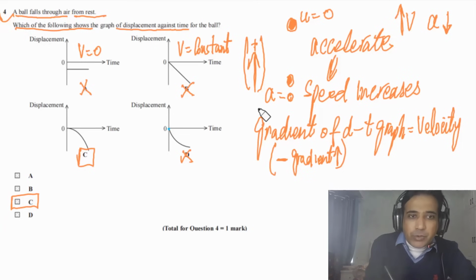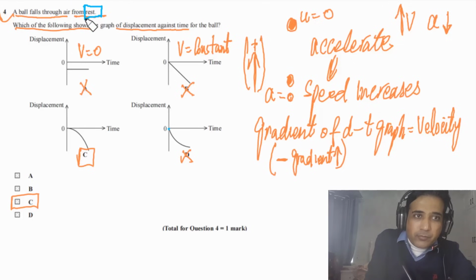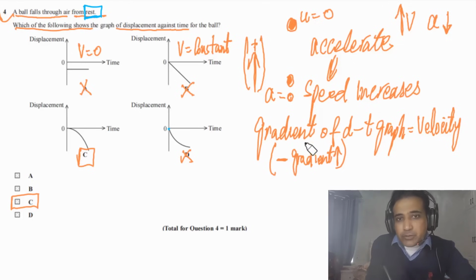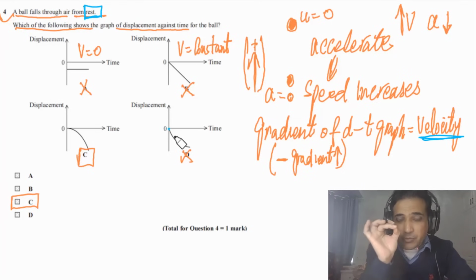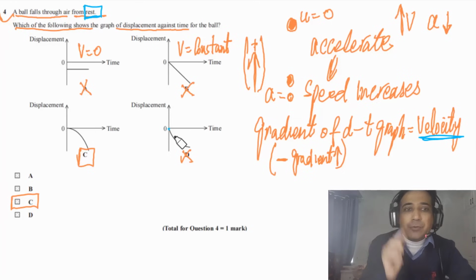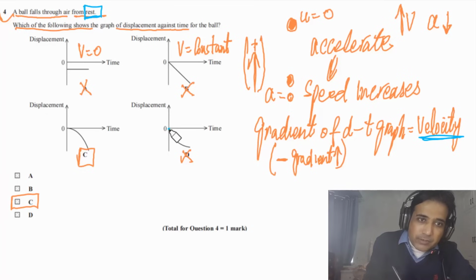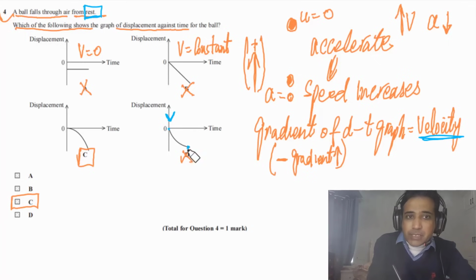The best way to look at option D is, if you look at the question, it is given that the ball started from rest. And the gradient of the displacement-time graph is equal to velocity. So it simply means that the initial gradient has to be equal to 0. But if you look at this point, this gradient is not equal to 0, so it has a certain velocity. And at the end, the gradient here is equal to 0. This is telling you the final velocity is equal to 0.